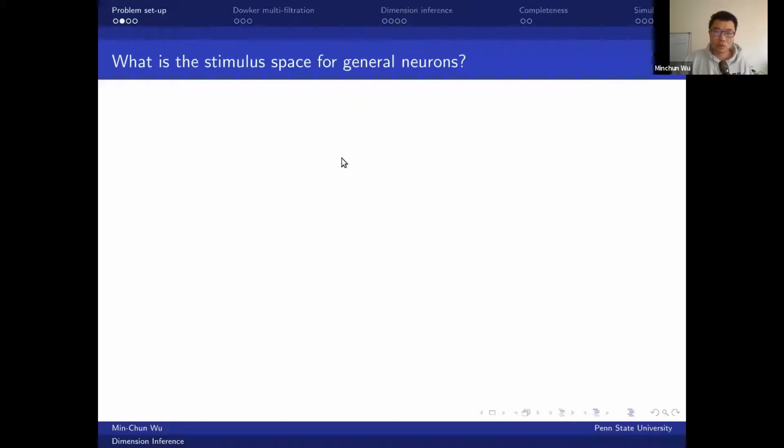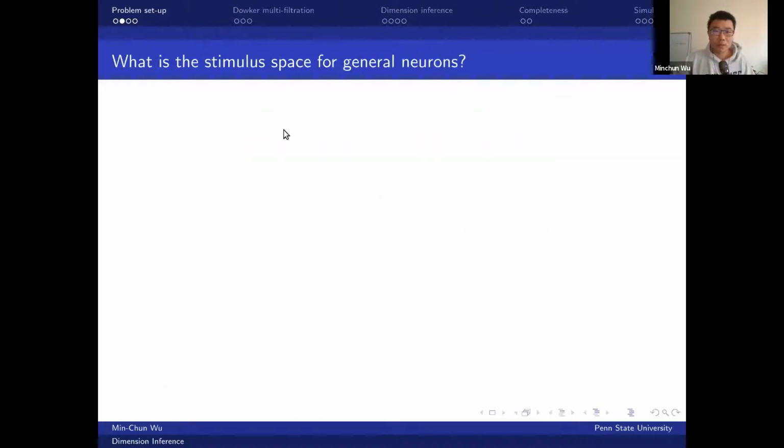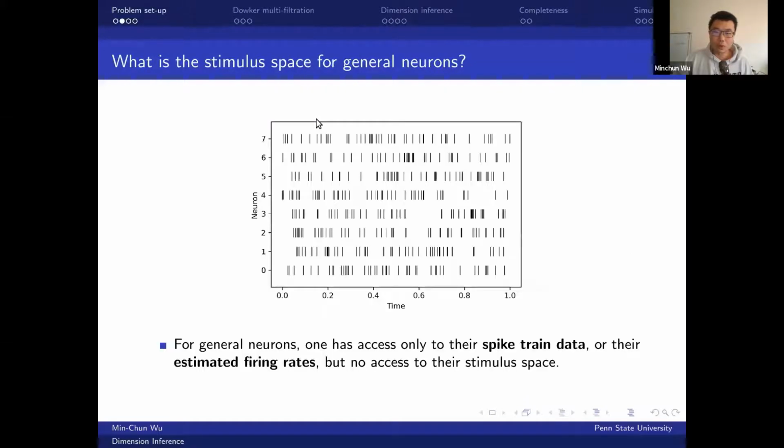In general, we have no idea what the stimulus space should look like. For place cells, the stimulus space is obviously the 2D environment; you can see the locations. For general neurons, we don't have that kind of access to the stimulus space. What we have is spike data. We can record when different neurons fire. These vertical lines record the timing of the different neurons firing, and we only have access to this.